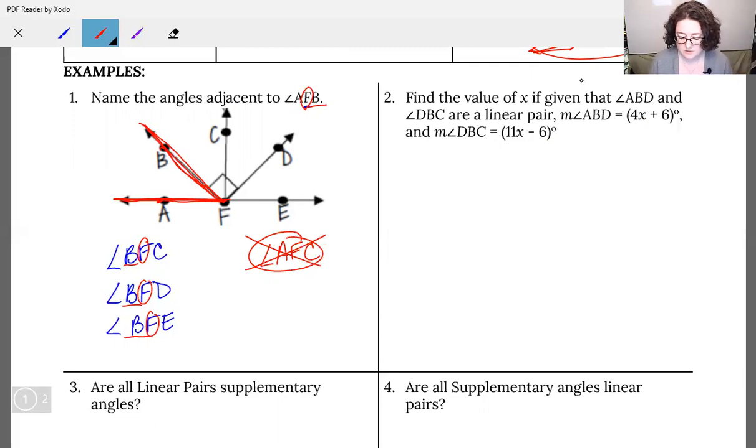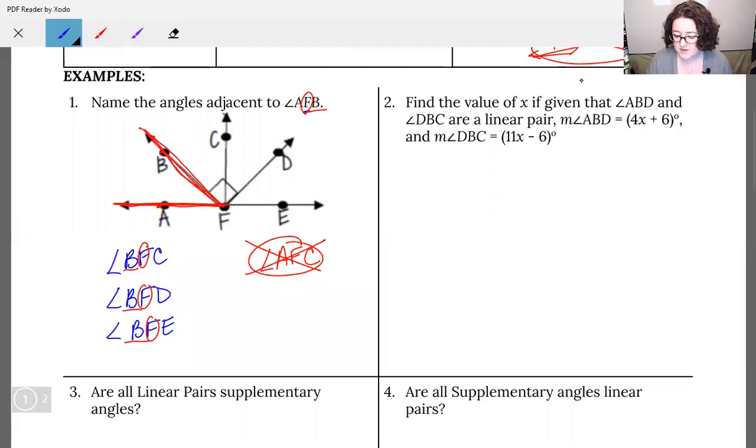Okay, number 2. Wait a second, this one has no diagram. So that's the first thing I want to do. We need to draw a diagram for this one. We need to find the value of x, given that angle ABD and angle DBC are a linear pair. So the first thing I'm going to draw is a linear pair.